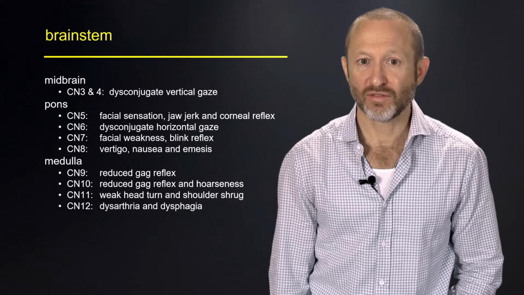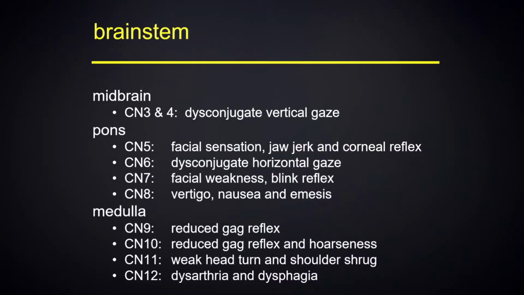You have to remember, therefore, that the bottom four cranial nerves, or cranial nerves 12, 11, 10, and 9, exit the medulla. The next four cranial nerves exit the pons, 8, 7, 6, and 5.